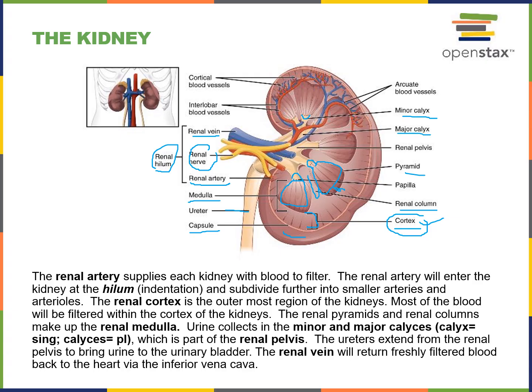Now, the urine is formed and it travels to the minor calyx first, then the major calyx, and then the major calyx leads into a structure called the renal pelvis, and then the renal pelvis leads to the ureter. So if we were following the path of urine, that's what it would look like on a macroscopic view.